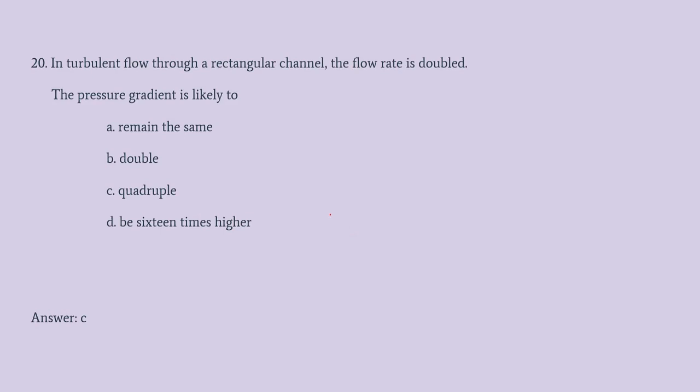Next question: in a turbulent flow through a rectangular channel, if the flow rate is doubled, then the pressure gradient is likely to remain the same, double, quadruple, or be 16 times higher. We can solve this using the Darcy-Weisbach equation or the Fanning equation, and from that we can see that the pressure gradient will quadruple, because the pressure gradient is directly proportional to V square. If you double the rate, then it will be 4 times. So the answer is quadruple.